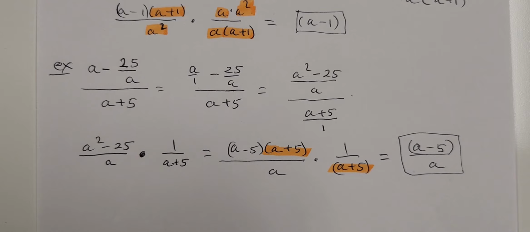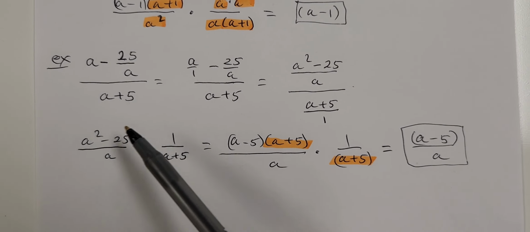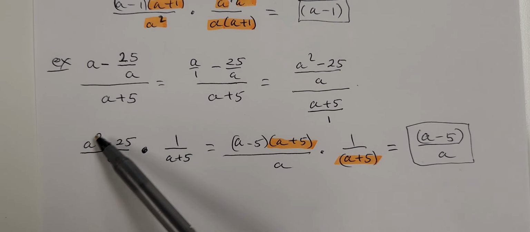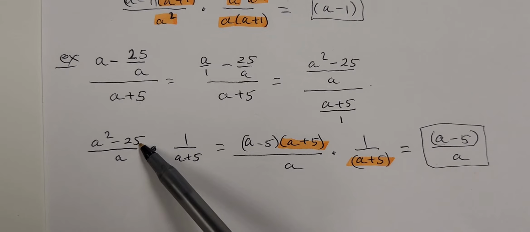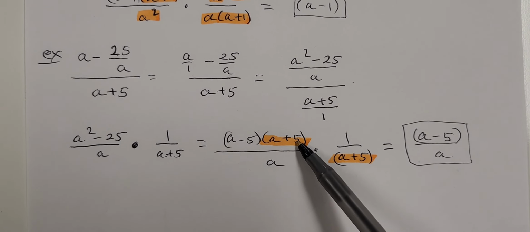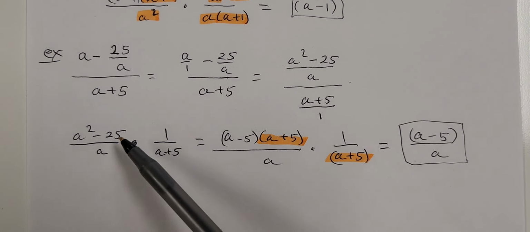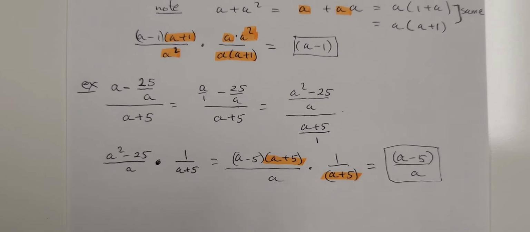So be very careful with the perfect square. This is a perfect square. This is also a perfect square. The a squared is a perfect square. 25 is also a perfect square. And since they are perfect squares, you can rewrite it as a minus 5, a plus 5. Why 5? Because 5 times 5 is 25. So be very careful.